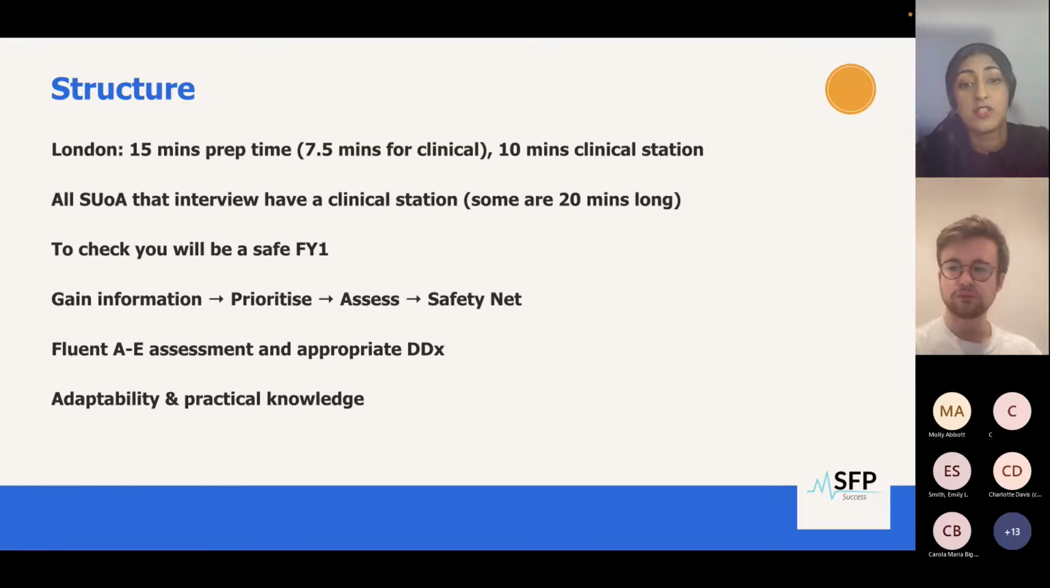Another thing you should expect during the scenario is a bit of a curveball. They want to test your adaptability. You might be dealing with a patient perfectly fine within an A to E scenario, and then they suddenly deteriorate. Expect that to happen. It may or may not happen, but it's testing whether you can keep your cool and adapt to that scenario. But again, just carry on with the assessment, and we'll talk through the different steps of that now.